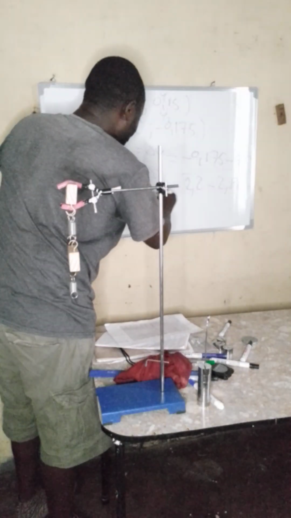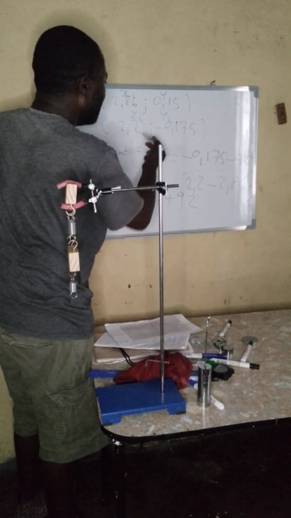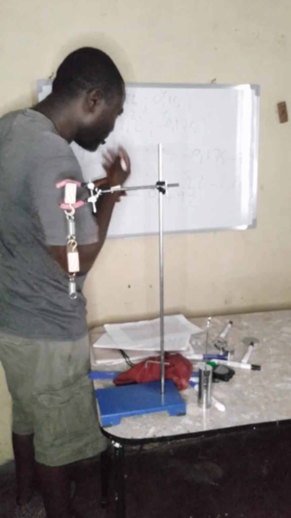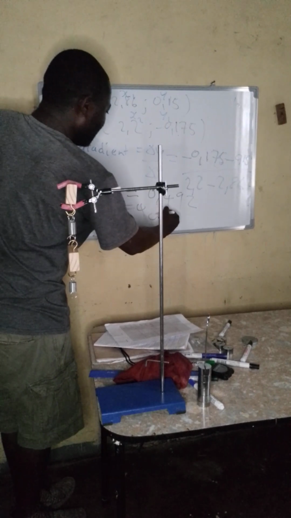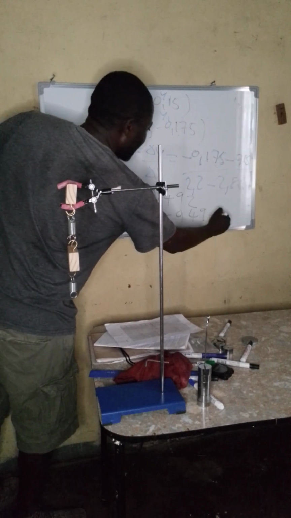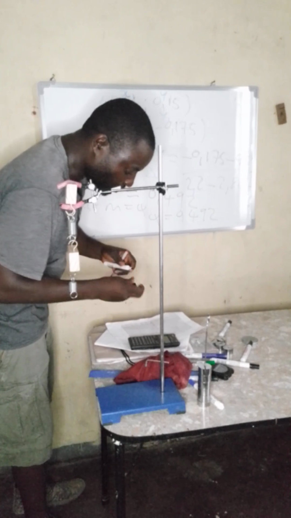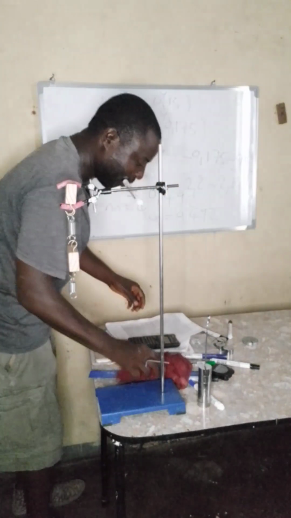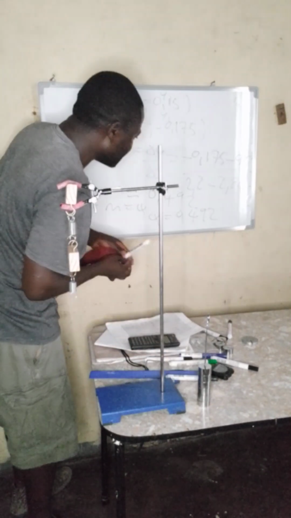So our gradient is 0.492. There are no units: log T over log M has no units. Since m equals alpha, it means alpha equals 0.492. This is our gradient. Now I want to calculate beta. This is our gradient, 0.492.